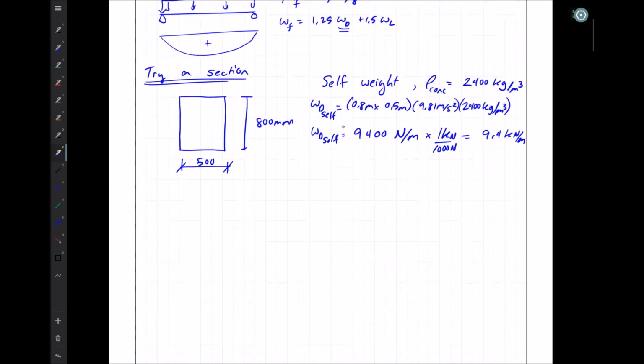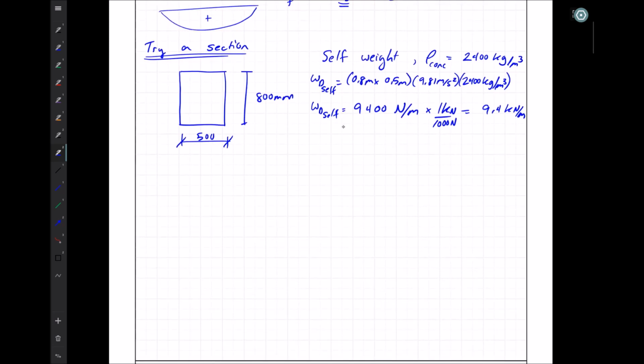Now, as we progress through the problem, there's a good chance that we're going to have to modify this to give us a more accurate value as we change the dimensions of this beam. But this is enough for us to now calculate our factored load. WF is 1.25 times W dead, or 40 plus 9.4. Adding to that 1.5 times the live load of 70 gives us our factored load of 166.8 kilonewtons per meter.